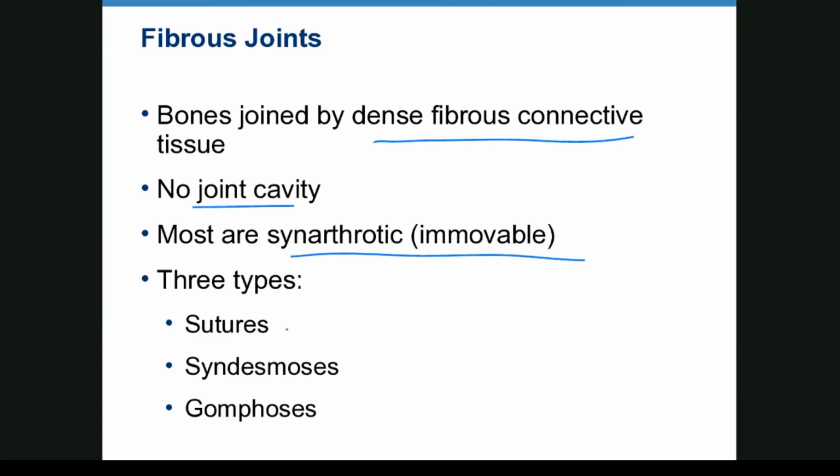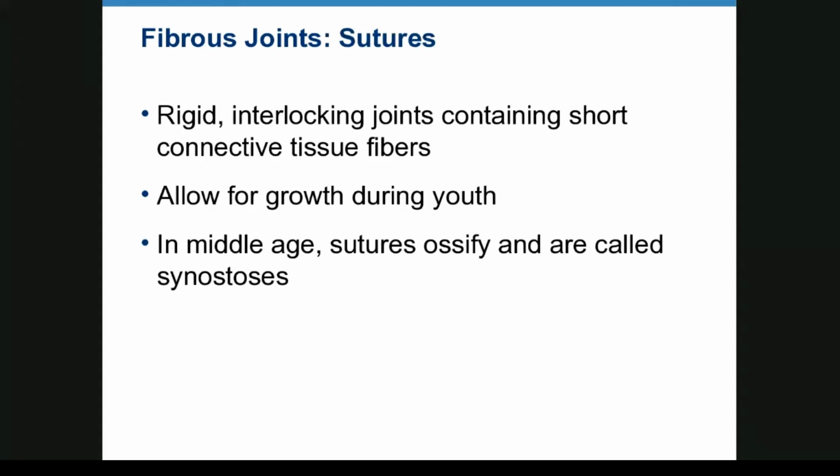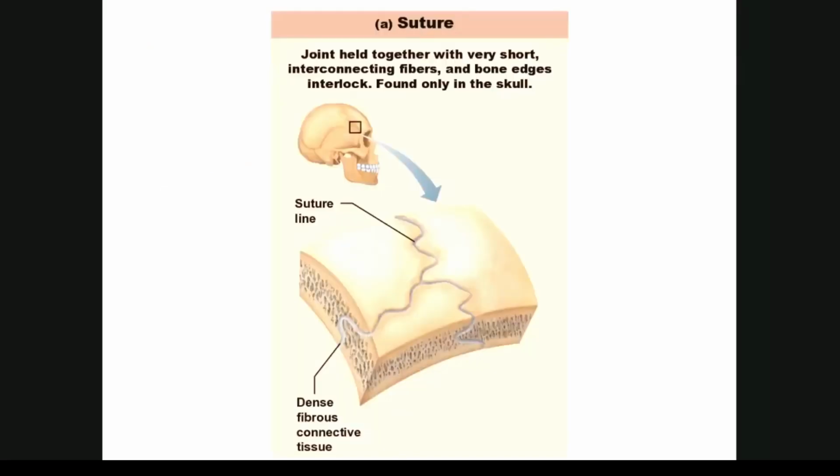Examples: sutures, syndesmosis, and gomphosis. A suture, as you probably know, joins the bones of the skull together and allows growth in babies and young people. These are originally cartilage and fibrous connective tissue, and they eventually fuse when you're an adult.